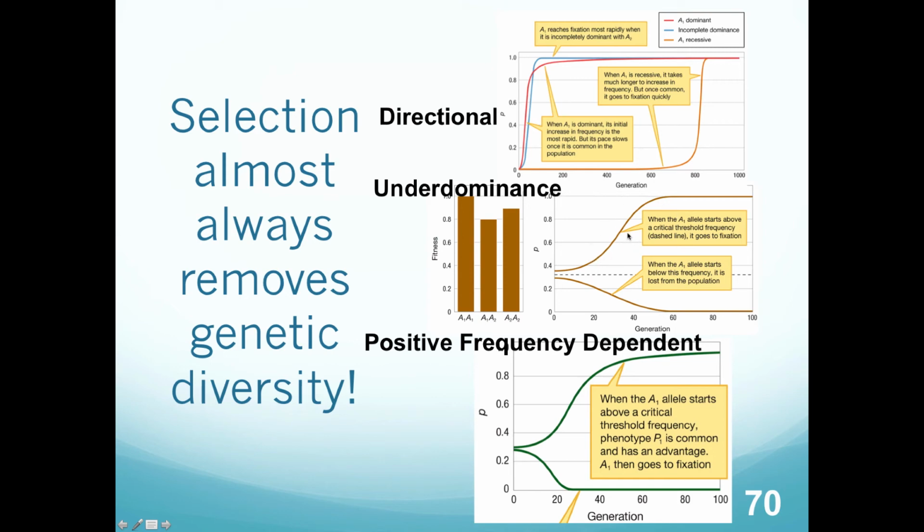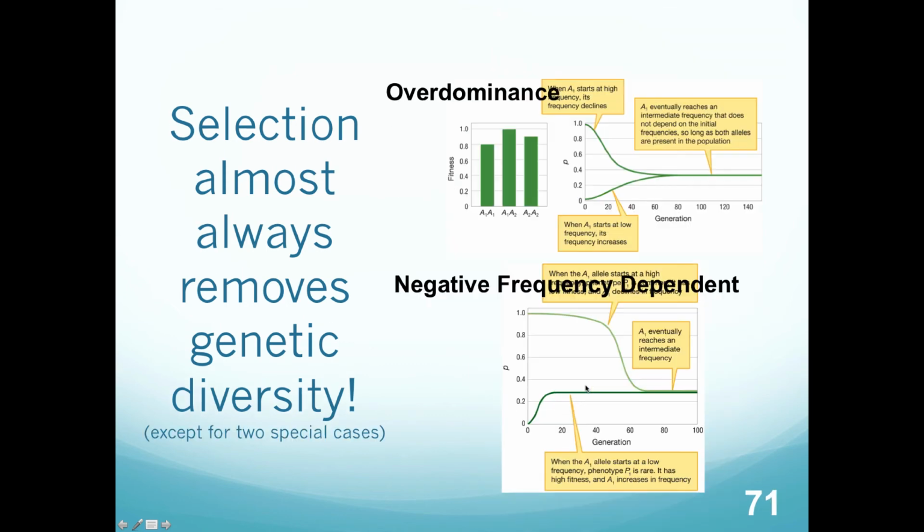Similarly, underdominance will tend to cause an allele to become either fixed or lost, and positive frequency-dependent selection will cause the same outcome. There are two exceptions to this rule, one being overdominance or heterozygote advantage, in which case both alleles are selected for when they are found in the heterozygote, and that maintains both alleles in the population. Similarly, in negative frequency-dependent selection, once you get to a certain allele frequency, you're no longer selected for, and you're maintained in the population at that frequency.